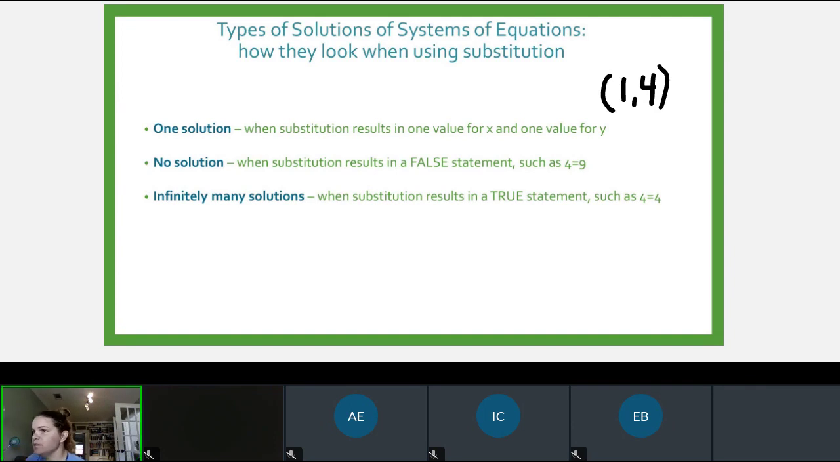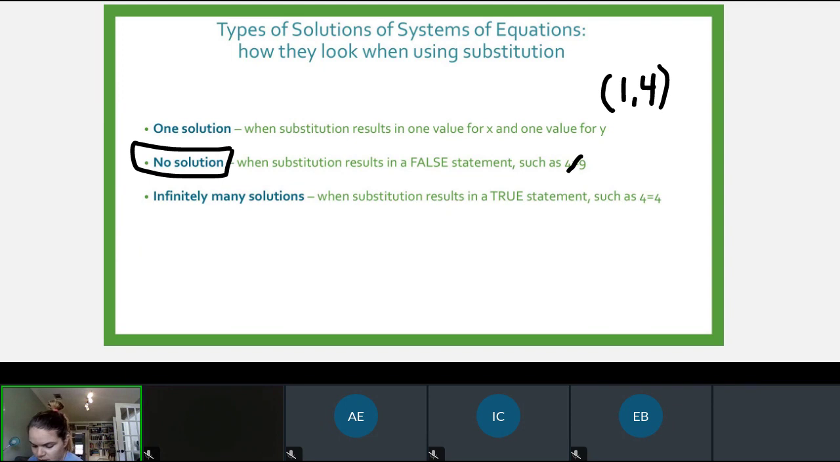With substitution, when you go to solve for one of your variables, you're going to get a totally false statement, such as 4 equals 9. Angel, you'll have to go back and watch the recording to get the beginning, okay? We're on 5.05. Such as 4 equals 9. 4 does not equal 9. So if you get an answer that says 2 equals 6, then that means there is no solution.